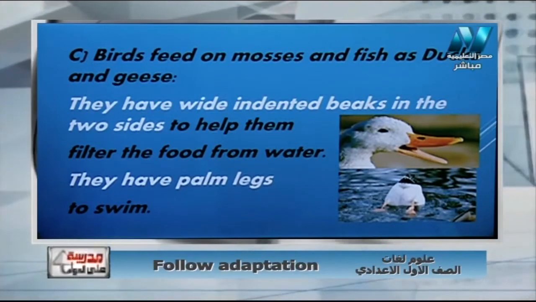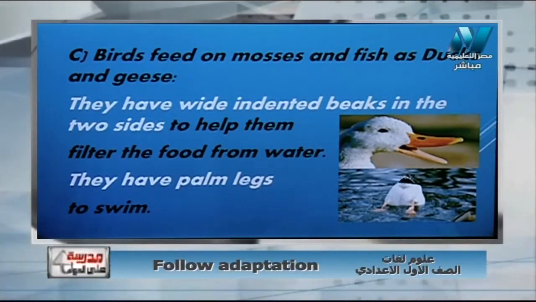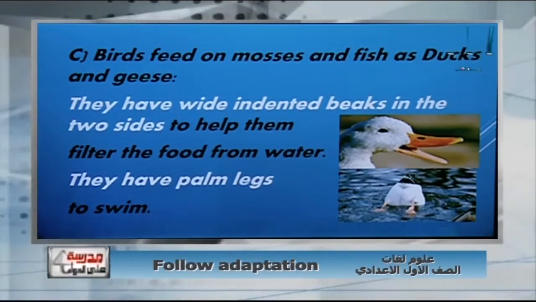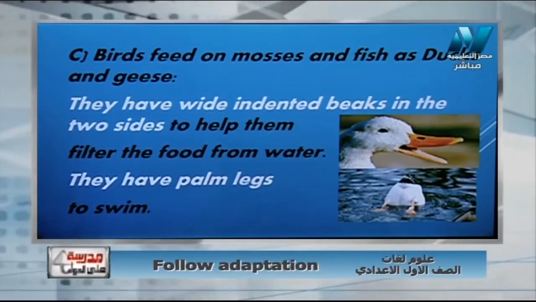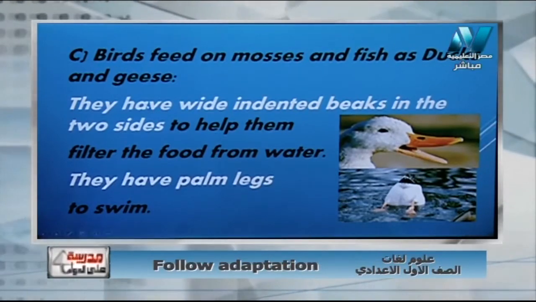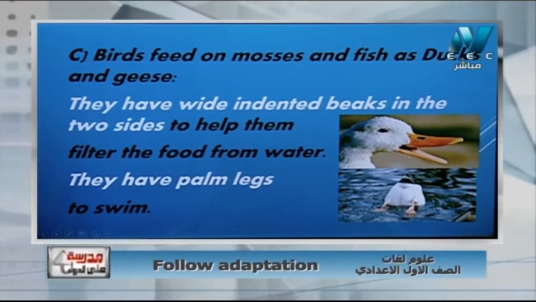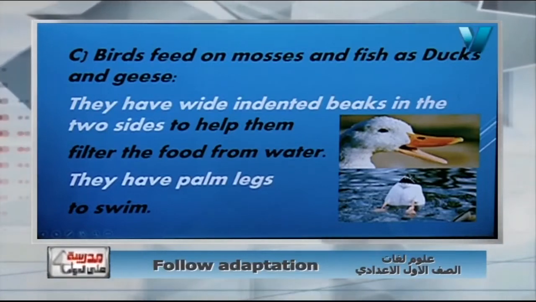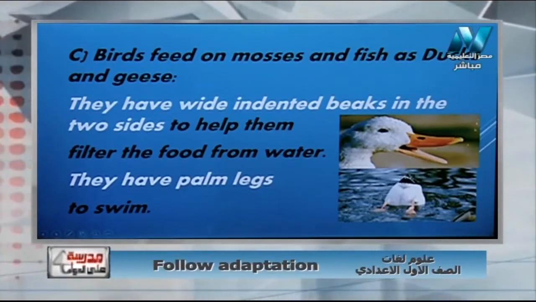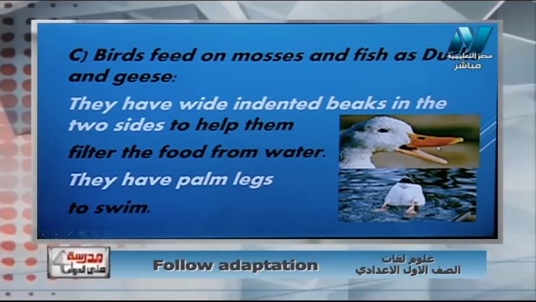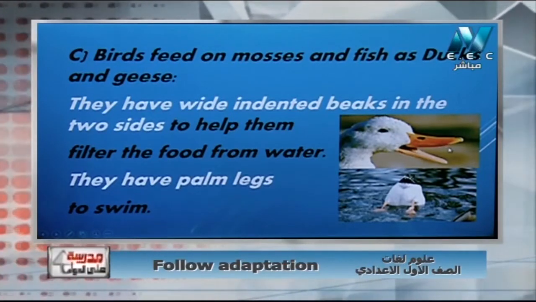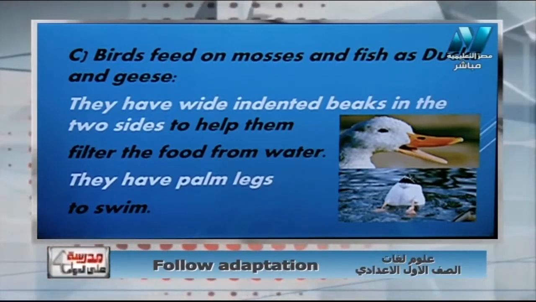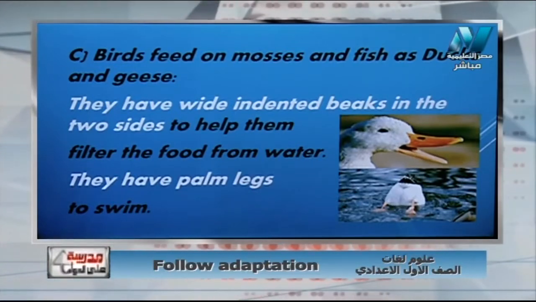Number 3, or C, birds that feed on mosses and fish, as ducks and geese. All of us know what's meant by duck and geese. Geese is the plural of goose, okay, this bird. They have wide indented beaks on the 2 sides. Why are their beaks wide? Because they eat fish, small fishes. They eat mosses from this water, from lakes, from small and narrow channels.